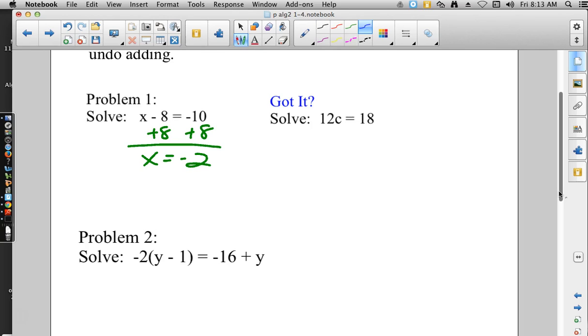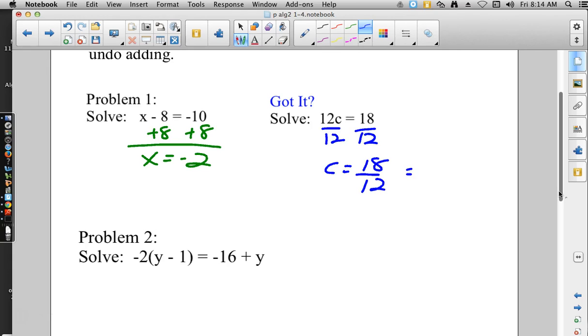Take a look at the next one. 12c equals 18. What would you do? Divide both sides by 12. Sounds like a good plan. Done? What's left? We do have to reduce. I mean, that's a part of Algebra 2.